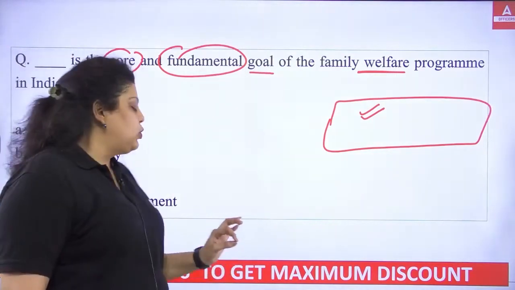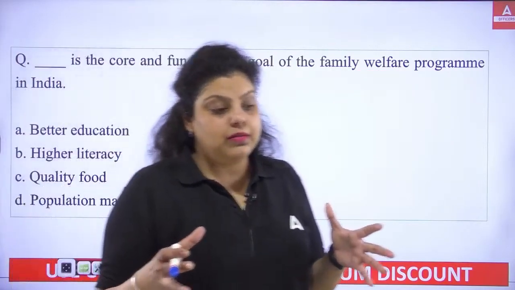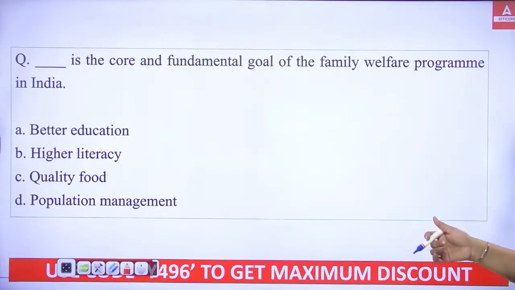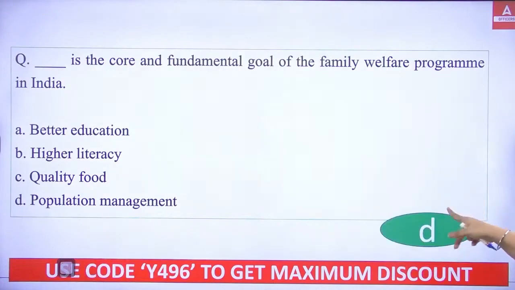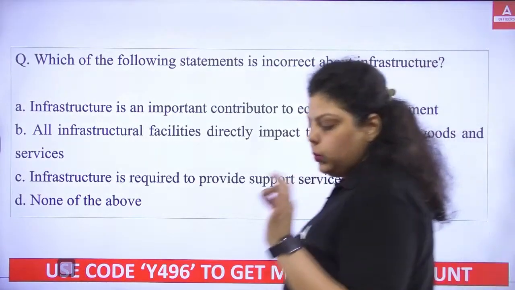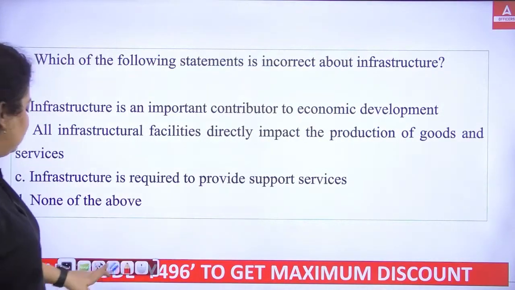In 1952, India introduced the national program for family welfare. That was also to control the population at that time. We introduced it in the first 5-year plan. So the right answer is population management. Okay, next. Which of the following statements is incorrect about infrastructure? About infrastructure, which statement is incorrect? You have to find the false answer.